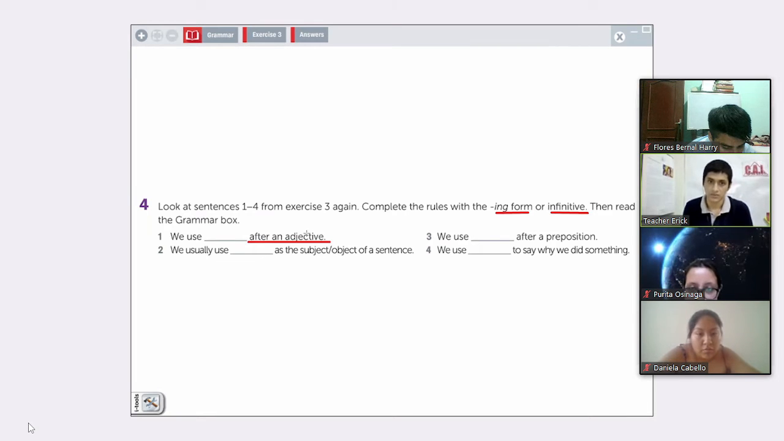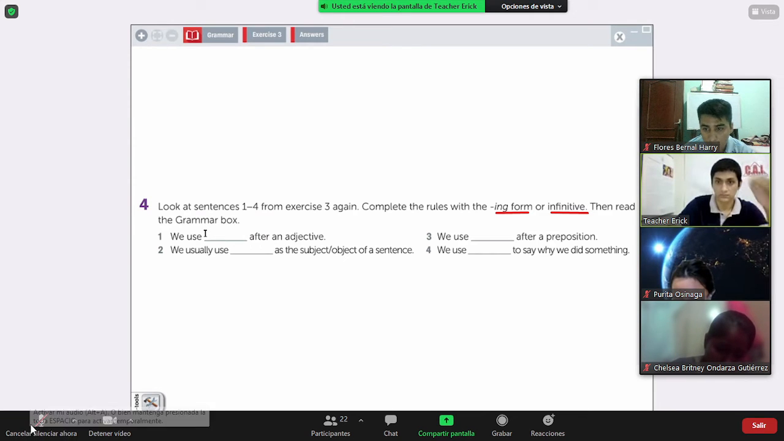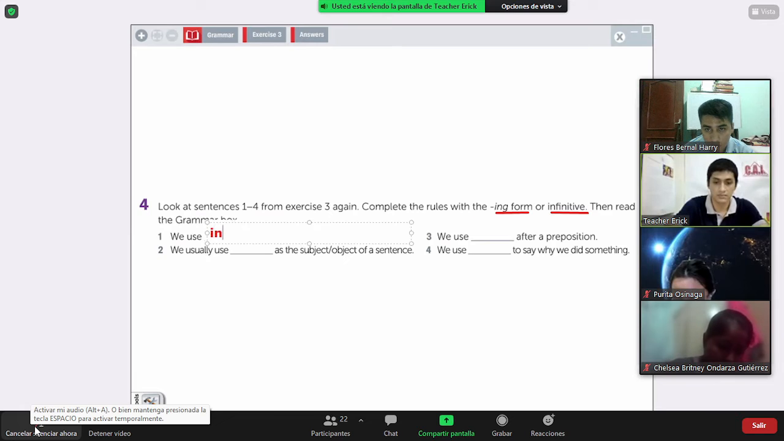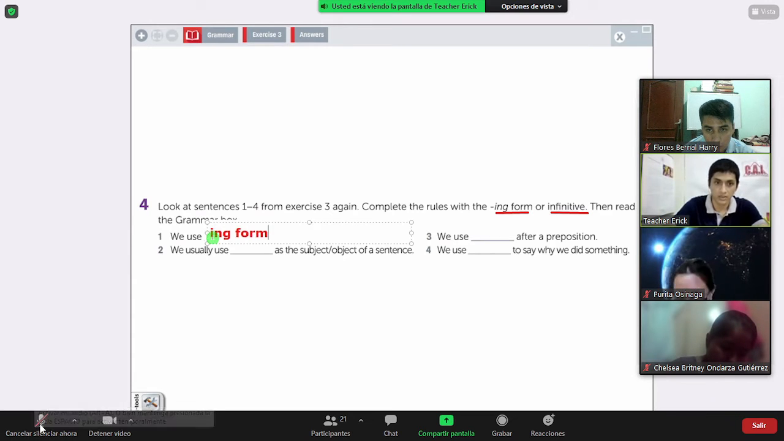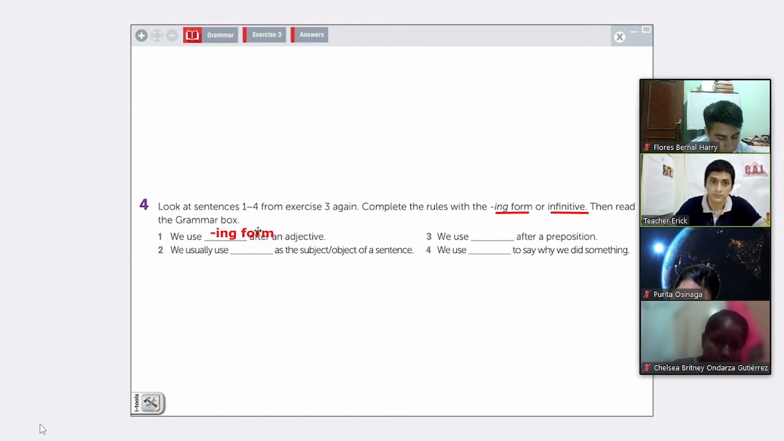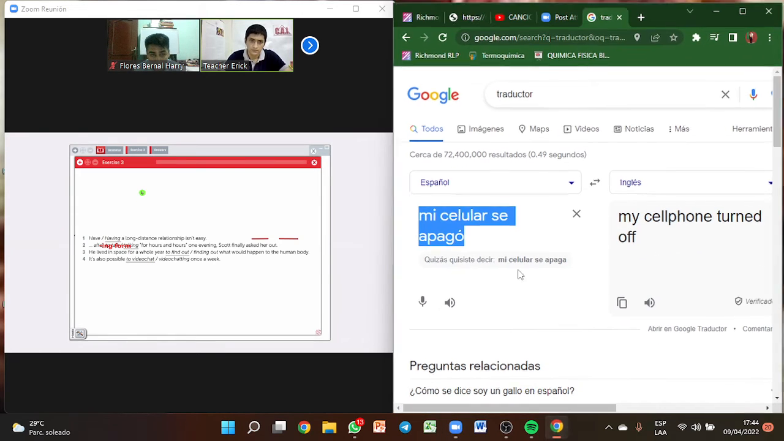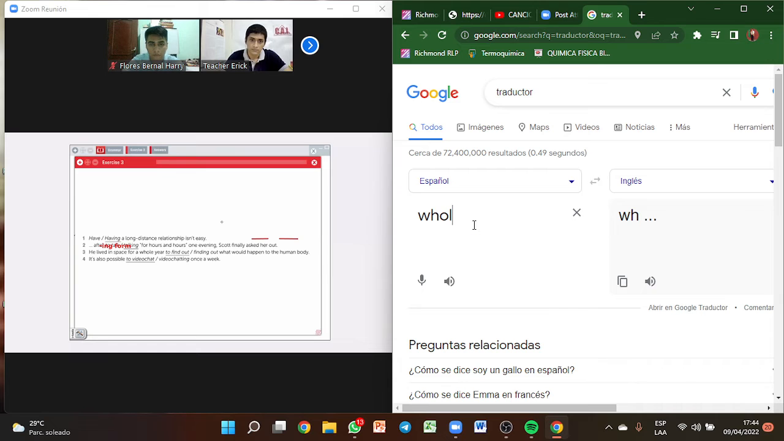Pueden mirar a las oraciones 1 y 4 del ejercicio 3. Ing o infinitive. Infinitive. Infinitive. Okay. Number 1, ing. Después de los adjetivos. Ing o infinitive. A ver, ¿dónde está un adjetivo? Ing. Ing, okay.